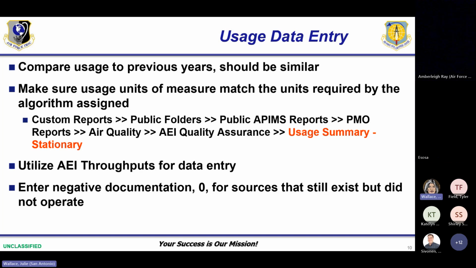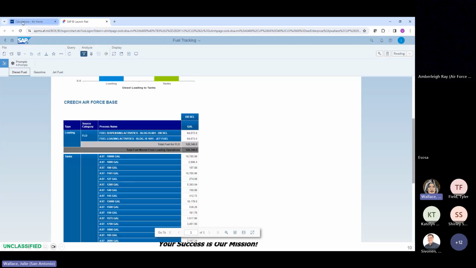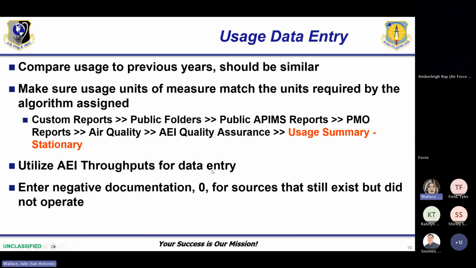And then make sure the units of measure match the units required by the algorithm assigned. And if you don't know what units the algorithm assigned is asking for, you can look at it in that calculation tab. It'll tell you if it's supposed to be weight or volume. And then we're going to show you something in a report that will kind of give you a hint that you've got a problem.